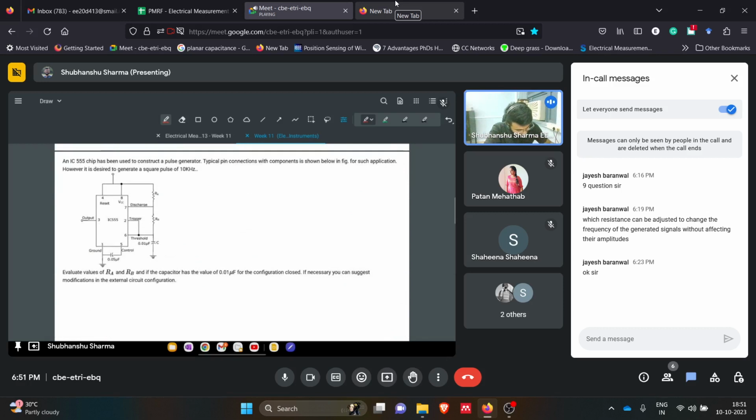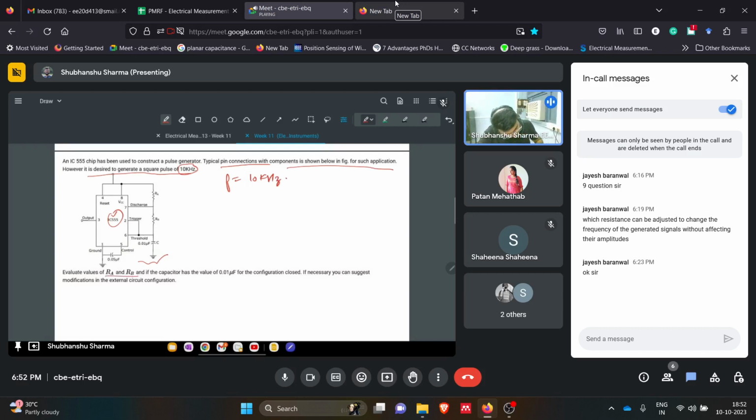Now the next question. You have learned about IC 555 timers, so this question is based on that. They have used this IC, the circuit you have seen with op amps, lots of resistors and an SR flip flop inside. You have the outer circuitry, and they say this is a typical pin connection with components shown in the figure. For such an application, however, it is desired to generate a square pulse of 10 kilohertz.